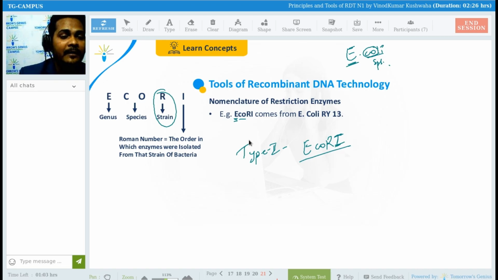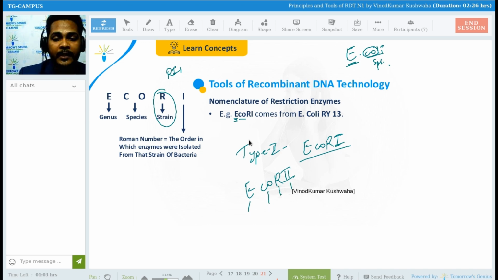Okay, R stands for strain, that is which strain is used, whether it is the first strain, second strain or third strain. And here you can see if I is written, it is a Roman number, indicating the order in which the enzymes were isolated from the strain of bacteria. Okay, so if I write EcoRII, what does it mean? It means the bacterium is Escherichia, species is coli, and it is the second enzyme isolated. Are you getting my point? This is how the nomenclature of restriction enzymes is made.